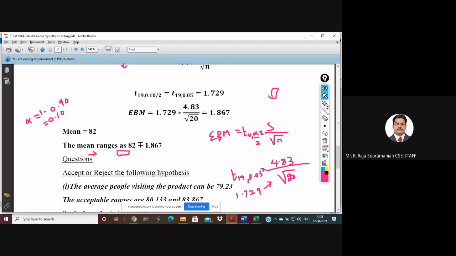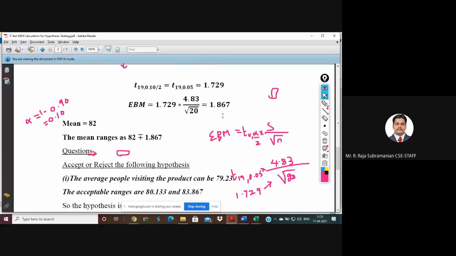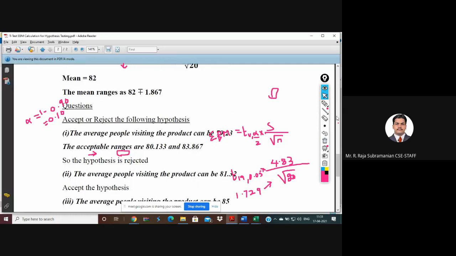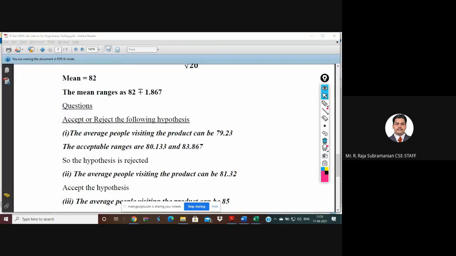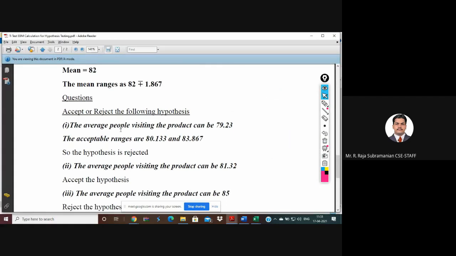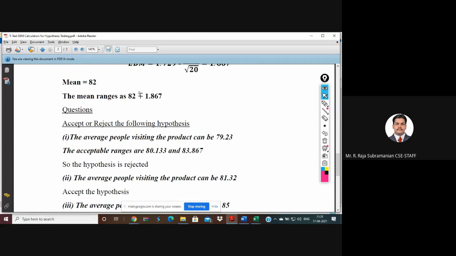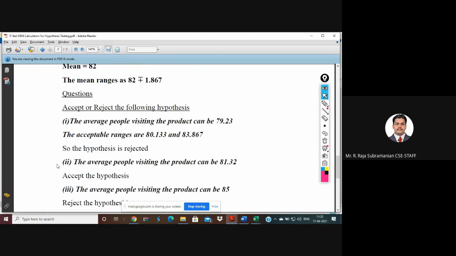Now we'll proceed to the next things. So the error bound around the mean is clear now. The average number of people visiting the product can be 82 plus or minus 1.867. I'm saying the acceptable range is from 80.133 to 83.867. If I give 79.23, you should say not accepted, or rejected, like this.